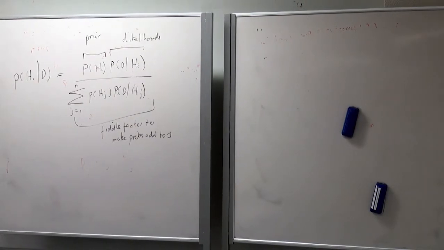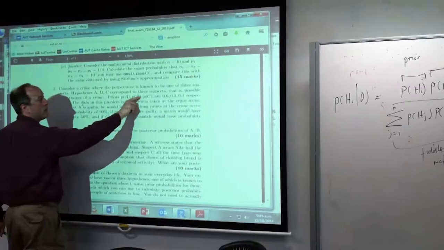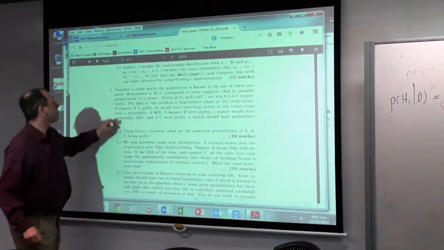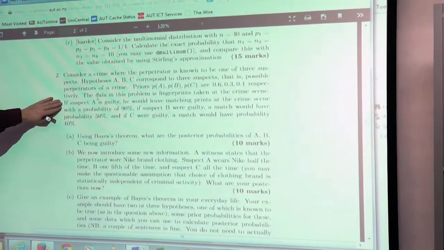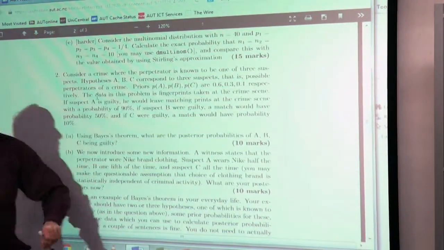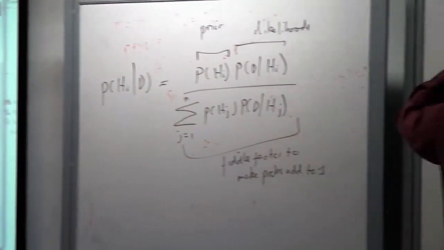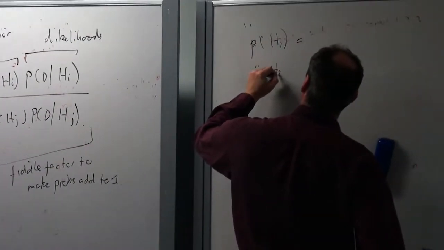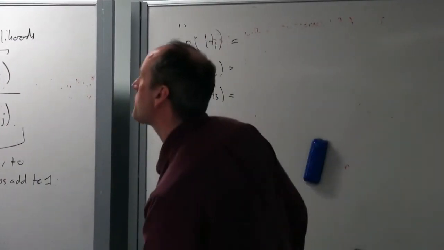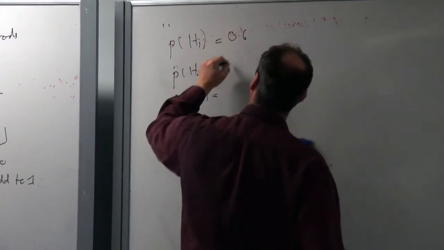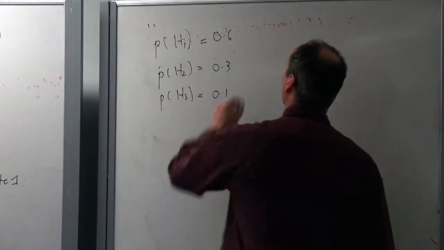So what are our priors? A, B, and C correspond to three suspects. Priors P of A, P of B, P of C: 0.6, 0.3, and 0.1. The data is fingerprints taken at the crime scene. If A is guilty, he would leave matching prints with a probability of 90%. So straight away, we've got P of H1, P of H2, P of H3, the priors. And what are the numbers? 60, 30, and 10. See, they add up to 1 like they should. Prior.